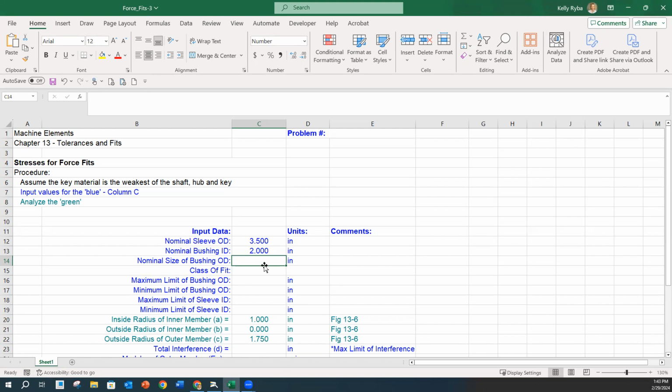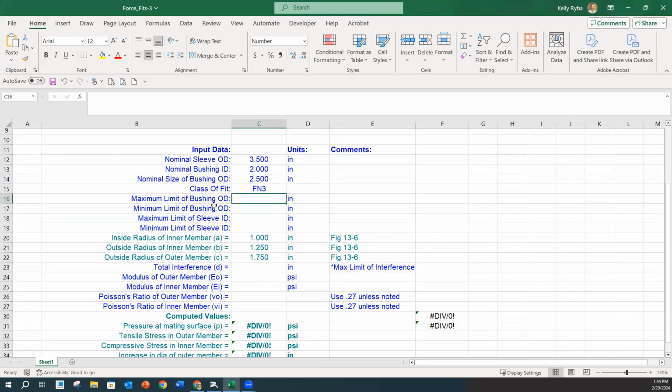And then the nominal size of the bushing OD, that's the 2.5. And that's going to be, again, the surface that's common, 2.5. That's the one that's common between the sleeve and our bushing. Now, class of fit, they're giving our class of fit to us, so we want to put in here FN3. And now we're going to go to the chart and find the max and min on the bushing and the max and the min on the sleeve.